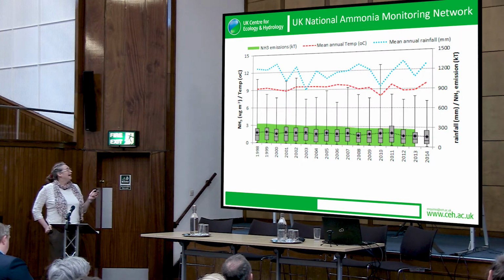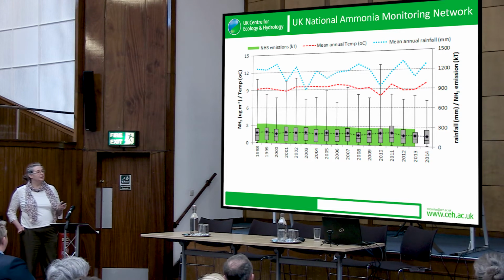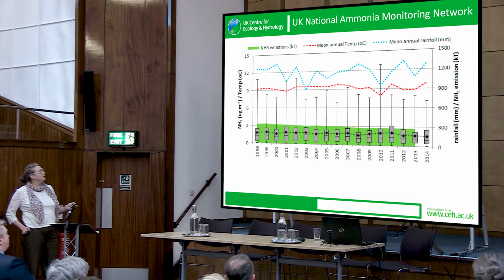This is the UK national network summary. Sim Tang at CEH is just finishing her PhD on all the network data which she managed for 20 years. The concentrations have not changed since the late 90s. There may be a fractional decrease in some sectors, particularly the poultry sector has gone down a bit. However, agriculture is moving around, so some areas in the UK have gone down in concentrations, others have gone up.